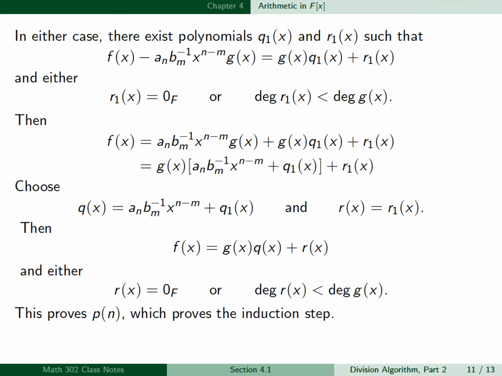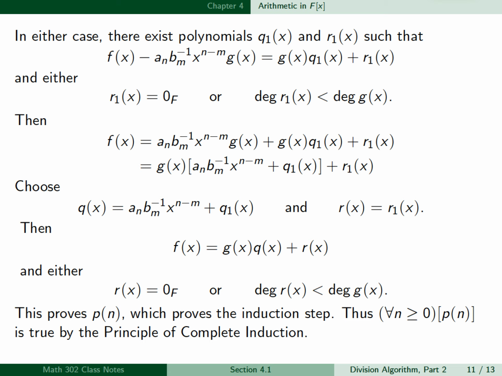And so this proves p of n, which proves the induction step. And thus, for all n greater than or equal to 0, p of n is true by the principle of complete induction. And this completes the existence part of the proof.